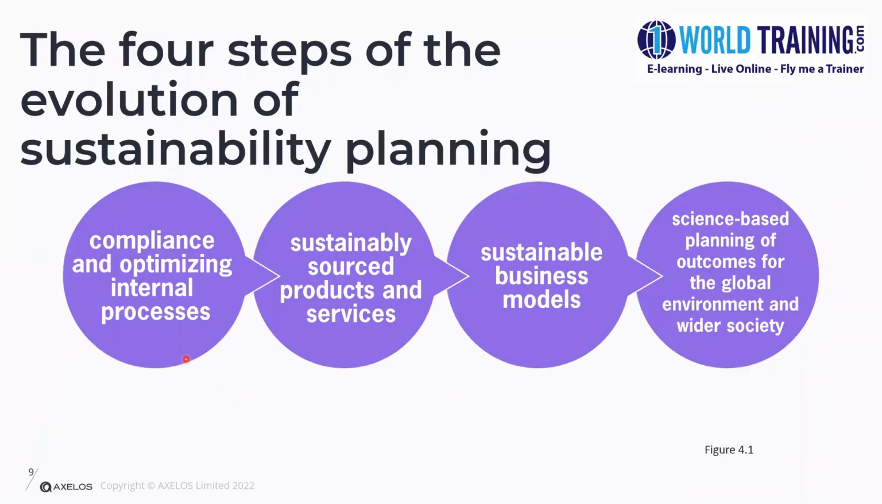There are 4 steps in the evolution of sustainability planning. It began with just compliance and optimizing of internal processes. Then it matured towards sustainably sourced products and services, and further moved towards sustainable business models. And now we are at science-based planning of outcomes for the global environment and wider society. Therefore, an organization might be at a very basic level to be compliant, and then they have to move further towards a better sustainability planning.